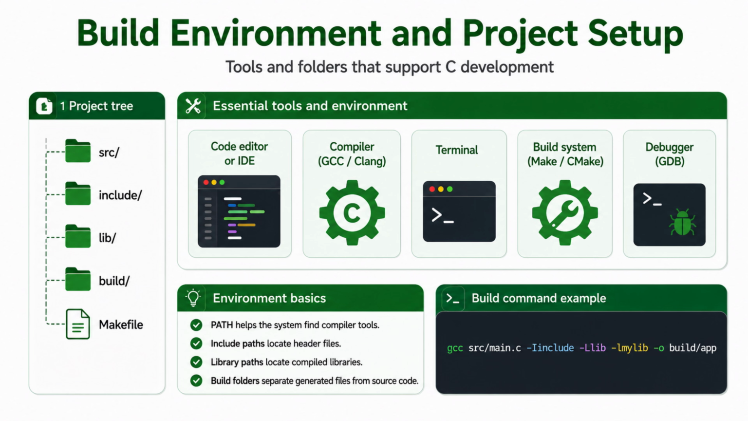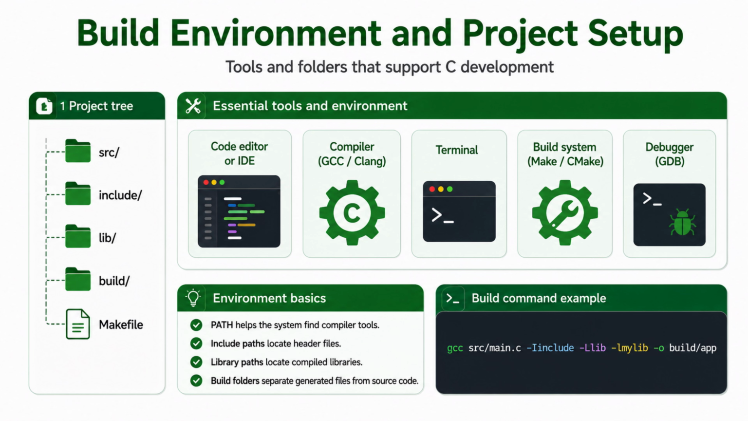A good C project needs a clean build environment. The project should be organized into clear folders, such as source, include, lib, and build. Source files contain implementation. Include folders contain public headers. Lib folders contain external or precompiled libraries, and build folders contain generated output files. The main tools in the environment are the code editor, or IDE, compiler, terminal, build system, and debugger.